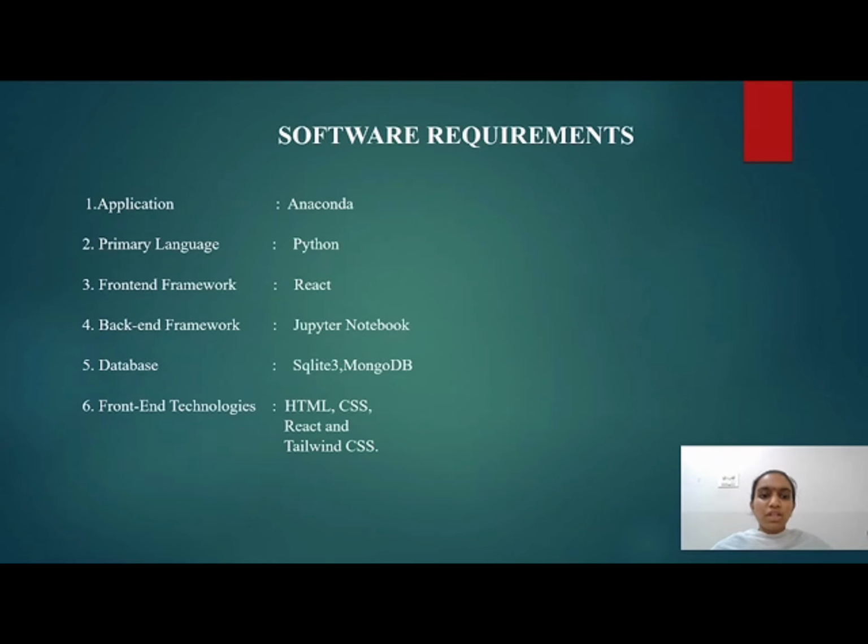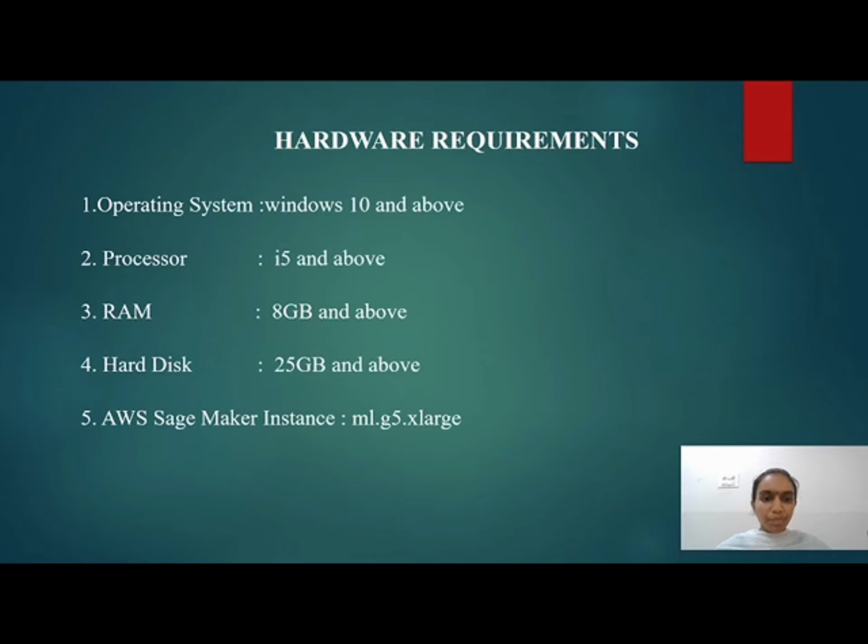For software, we used Anaconda as environment setup, Python as the core programming language, Jupyter Notebook for backend development, React and Tailwind CSS for front-end design, and SQLite 3 and MongoDB to store and manage data. Hardware specifications for training and deployment of the model include Windows 10 or higher versions, at least 25 GB of hard disk, and for cloud deployment we used AWS SageMaker with the ml.g5.xlarge instance.